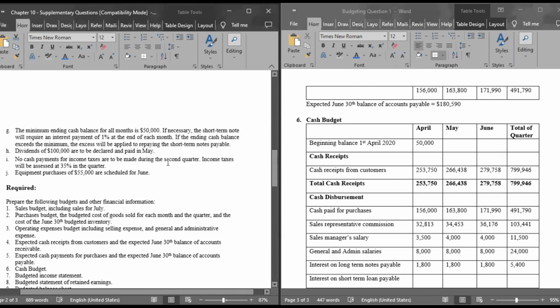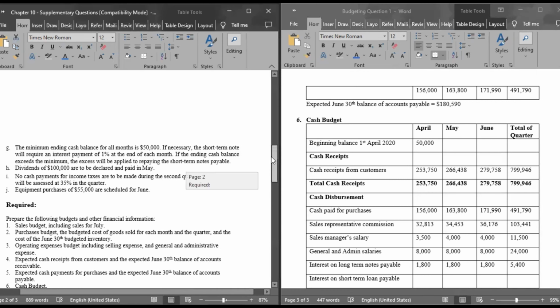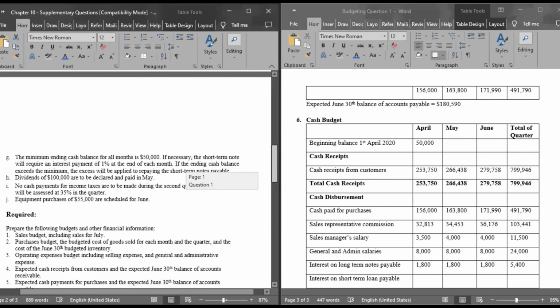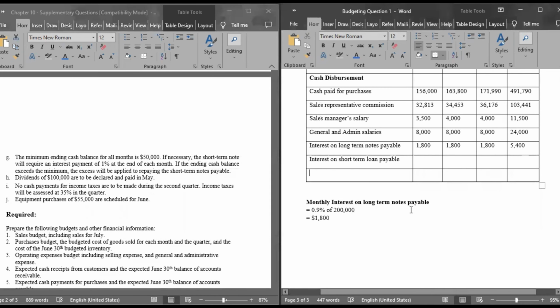Next, come to point H. He is saying dividends of 100,000 are to be declared and paid in the month of May. So this is another disbursement we need to place: the declaration and payment of dividend. We need to pay that dividend in the month of May, so in the second column, we will place the amount of dividend.